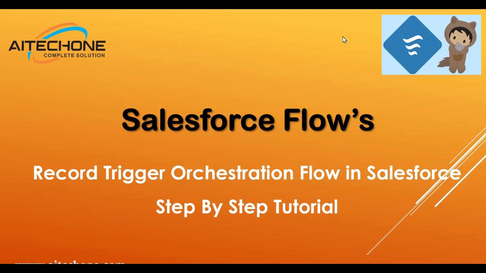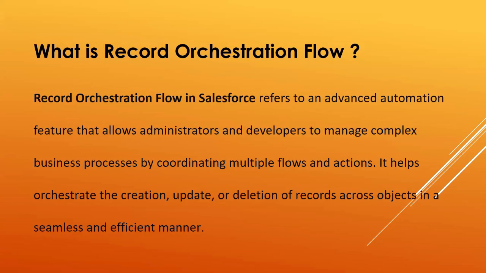So let's try to understand what a record orchestration flow is. The record orchestration flow refers to an advanced automation feature that allows administrators and developers to manage complex business processes by coordinating multiple flows and actions.